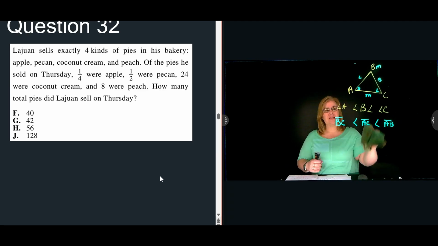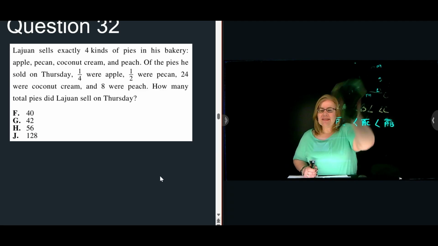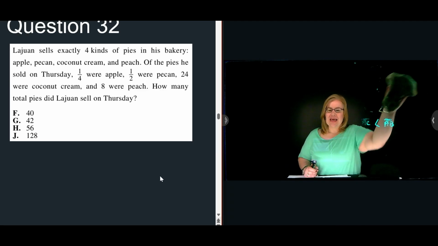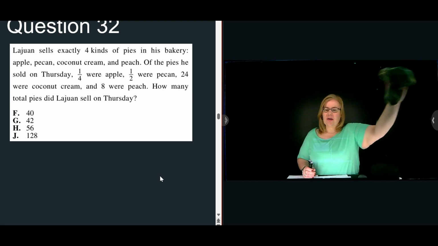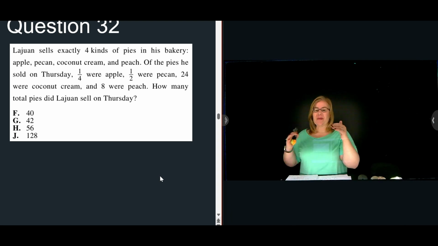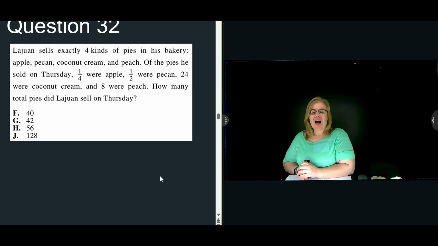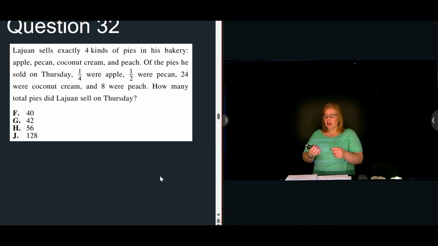All right, so let's look at our next problem, which is problem 32. I'm going to read it as I erase this. So we have, Juan sells exactly 4 kinds of pies in his bakery: apple, pecan, coconut cream, and peach. Of the pies he sold on Thursday, 1/4 were apple, half were pecan, 24 were coconut cream, and 8 were peach. How many pies did Juan sell on Thursday?